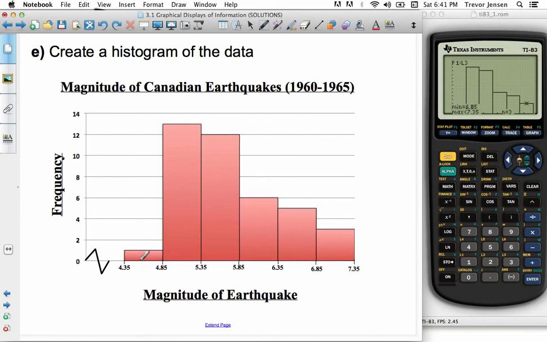So between 4.35 and 4.85, you get a bar with the frequency associated with how many data points are within that interval. And then the next bar is from 4.85 to 5.35. Notice no data points fall on the interval boundary, and notice all of the bars are touching like they should be in a histogram. And that's all we're going to do for today for making a histogram.